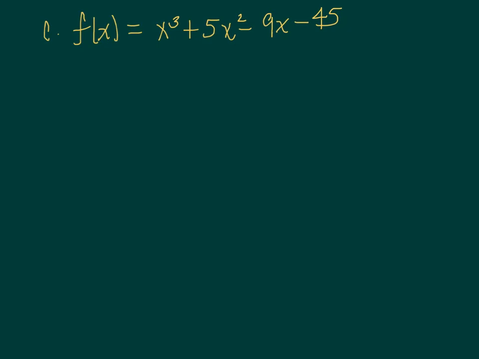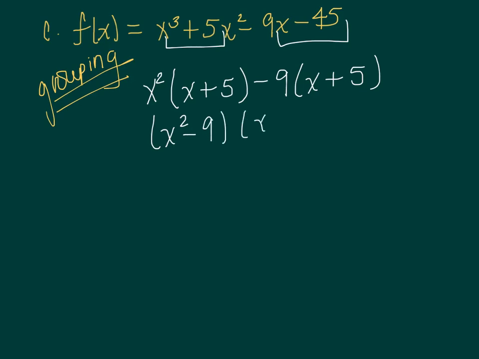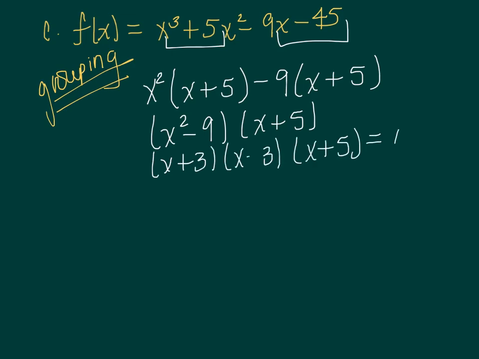The last example we have to solve by grouping, or find the zeros by grouping. So I'm going to take out an x squared first, and that leaves x plus 5. And I'll take out a negative 9, and that leaves x plus 5. So I have x squared minus 9, x plus 5. I have to keep factoring, x plus 3, x minus 3, x plus 5 equals 0.